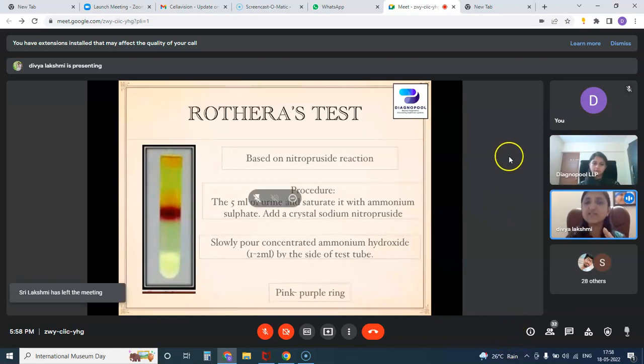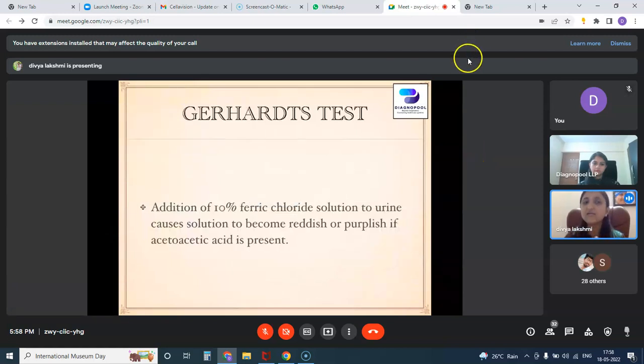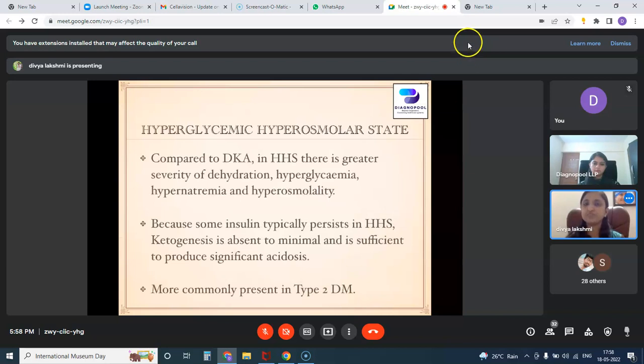Next is Gerhardt's test, that is, adding 10% ferric chloride solution to the urine sample will give a reddish purplish color. This will tell that acetoacetic acid is present, which is a ketone body. The second state is the hyperglycemic hyperosmolar state. This is a complication which occurs in type 2 diabetes mellitus.